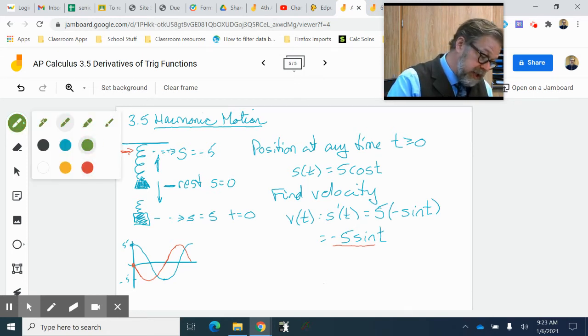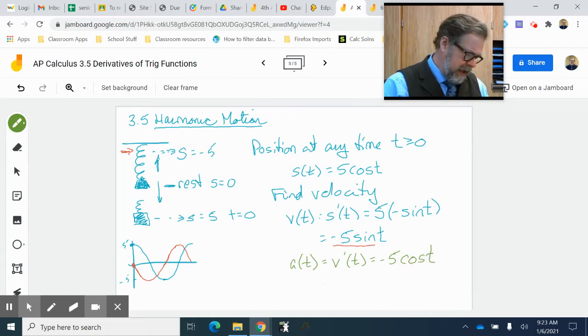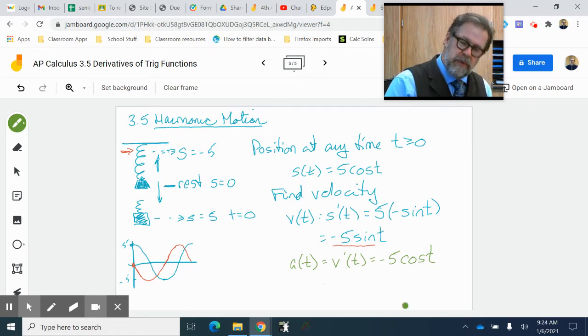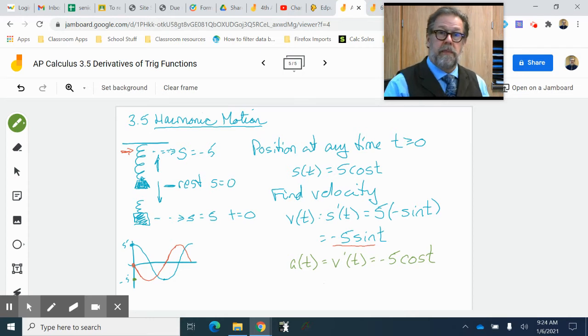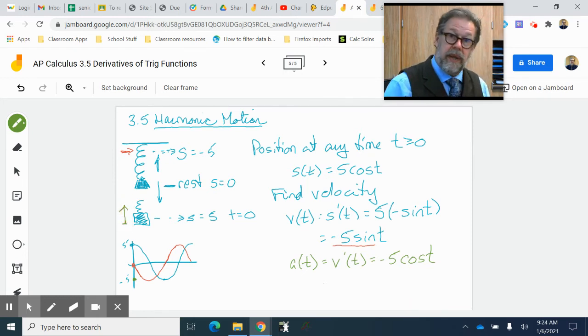So let's talk about acceleration very briefly. What do we know? We know that acceleration is the derivative of velocity. So we've got the -5, which is the constant, and the derivative of sine is cosine. And so again, the acceleration, if I think about where I am at time 0, I'm going to have a negative acceleration. Why do I have a negative acceleration? Because the tension on the spring is forcing it in an upward direction. So my acceleration is upwards when I'm right here.